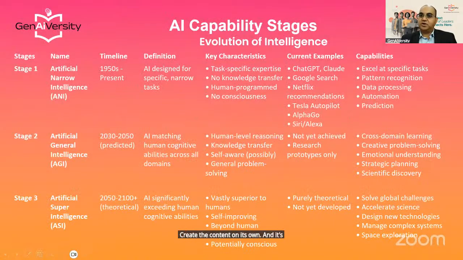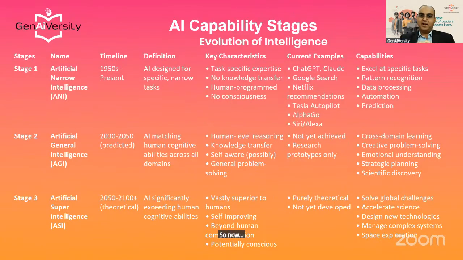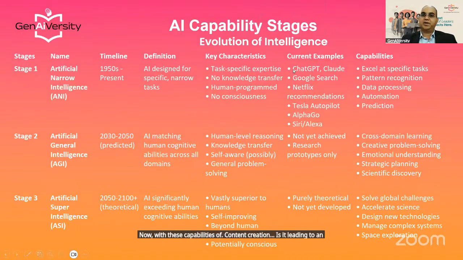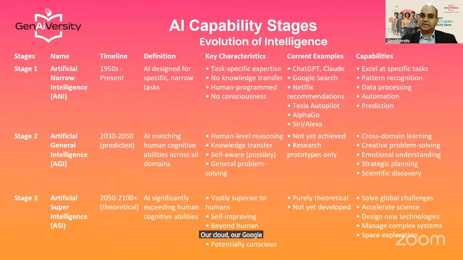on its own. Earlier, that was not the capacity. So now, that is where we are. These capabilities of content creation are leading to examples that today you must be hearing about: ChatGPT or Claude or Google Search, Netflix, Tesla Autopilot, Siri, Alexa. Now what are the capabilities? One important key factor is knowledge transfer. If you observe here, we are in the middle of the next phase, and that is where we are right now.